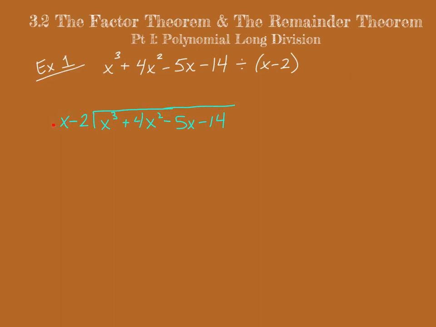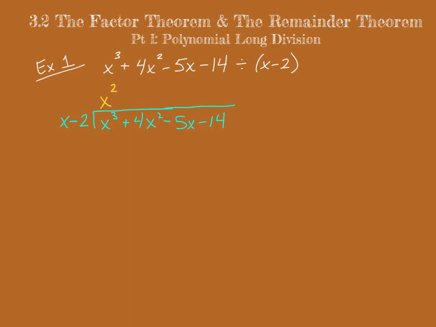So we're going to do x times what fits into x cubed, right? How many times does x go into x cubed? So x times what gives us x cubed? That answer is x squared. We're going to put an x squared up top.